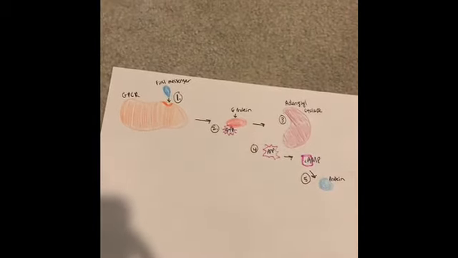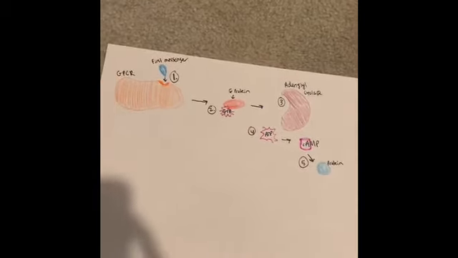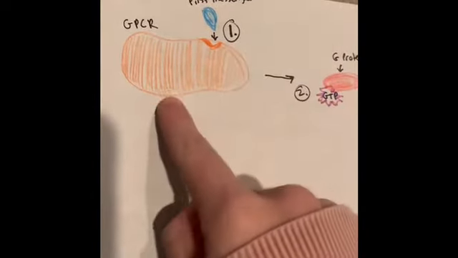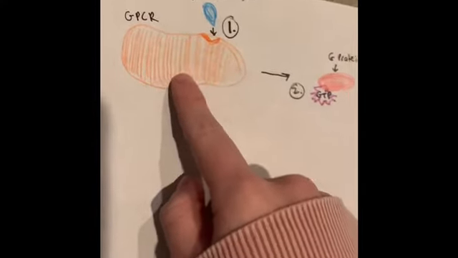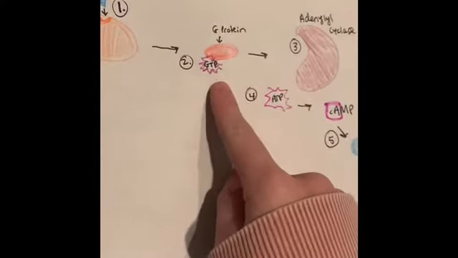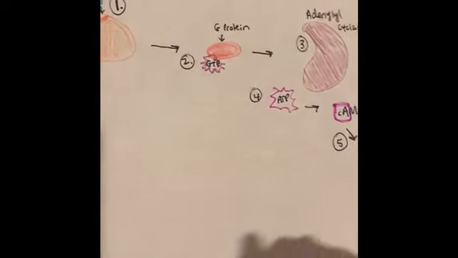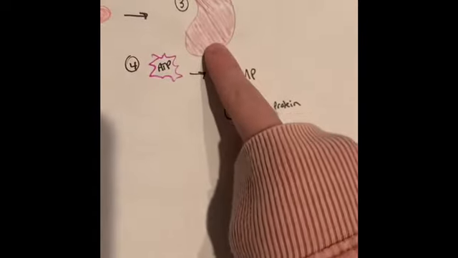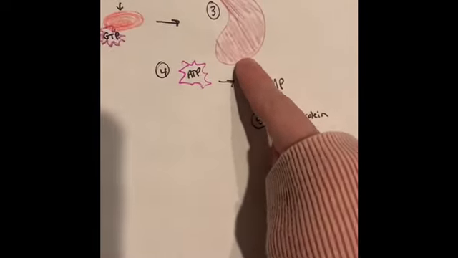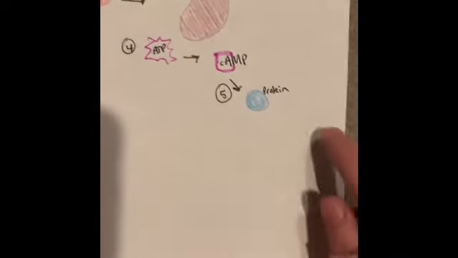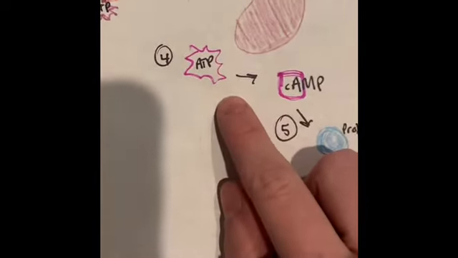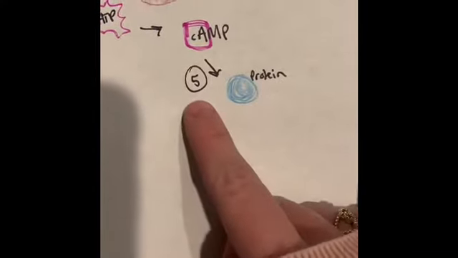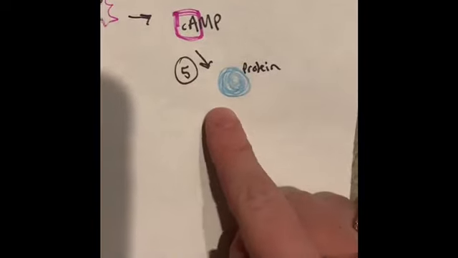cAMP is used as the second messenger in a G protein signaling pathway. So first, the first messenger binds to the G protein coupled receptor and activates it. Then the activated G protein coupled receptor binds to a G protein, which is then bound by GTP activating the G protein. That binds to adenyl cyclase and it becomes activated. The activated adenyl cyclase converts ATP to cAMP. And lastly, cAMP activates another protein, leading to cellular responses.